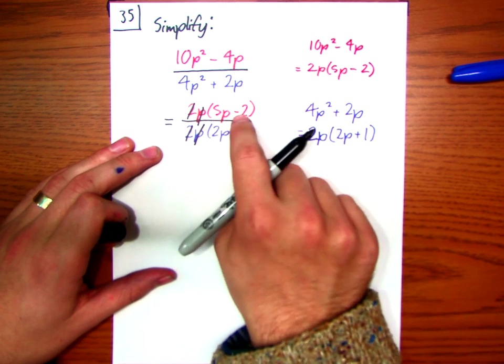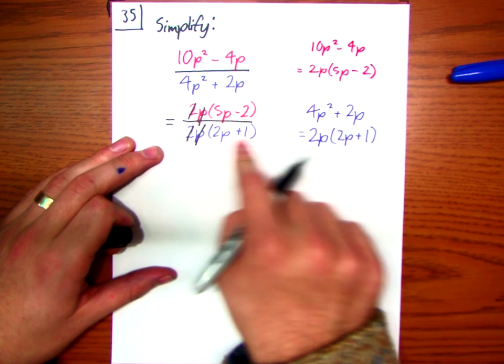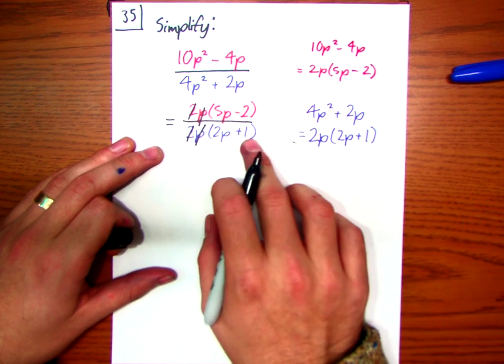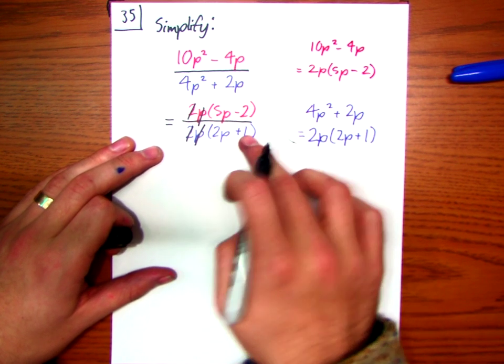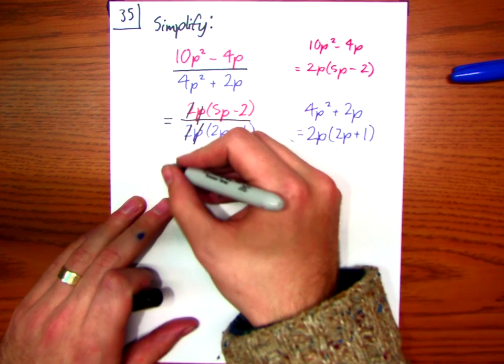This 5p minus 2 is multiplied by everything else, but there's no 5p minus 2 on the bottom. So I can't cancel that 5p minus 2. And the same goes for the 2p plus 1. It is multiplied by everything else, but there's no 2p plus 1 on the top. So I've got to leave that be.